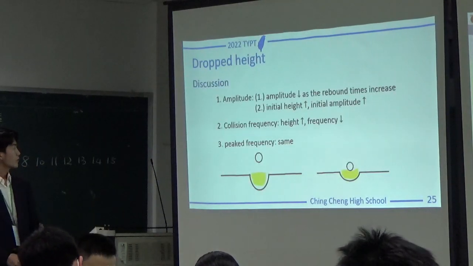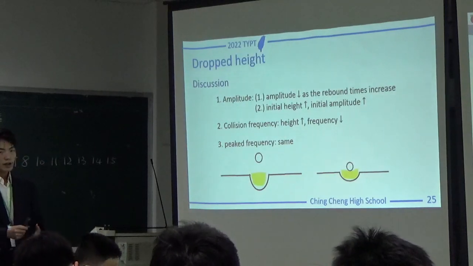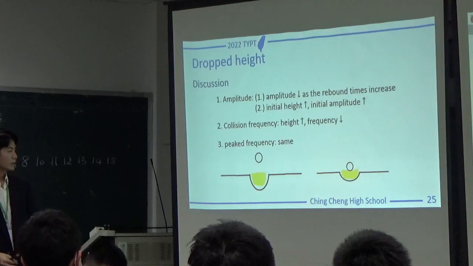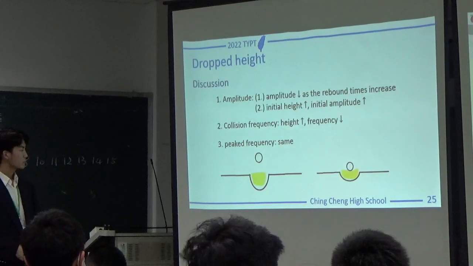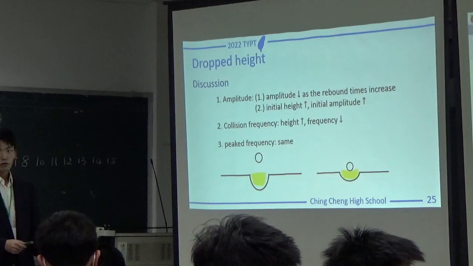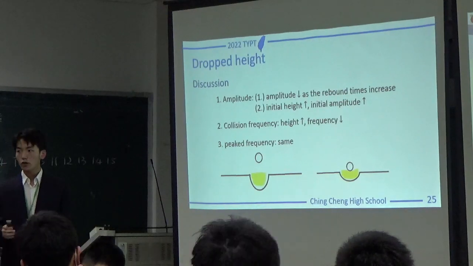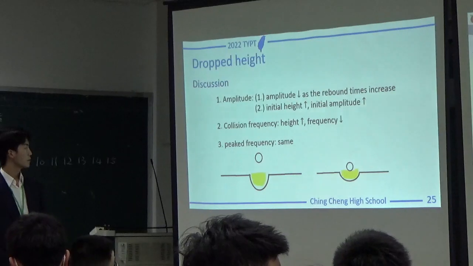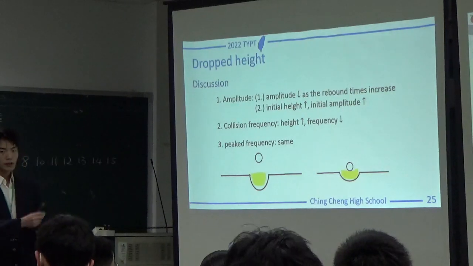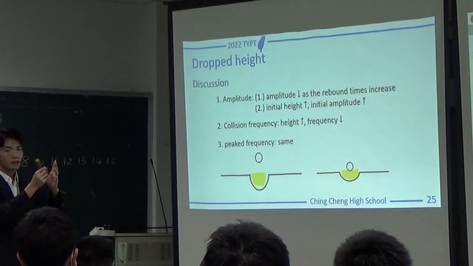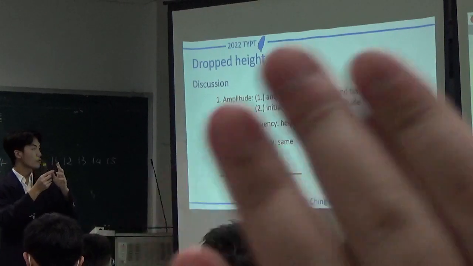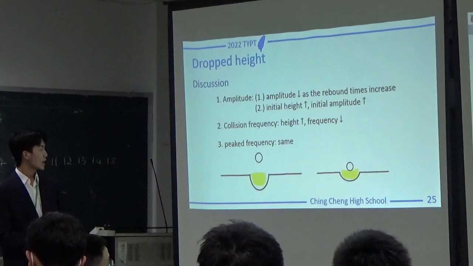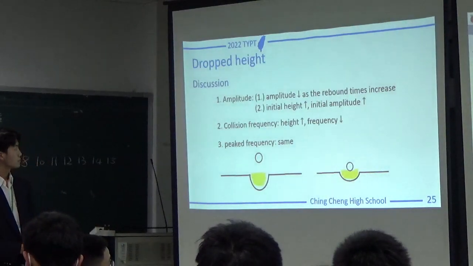So my discussion first is the amplitude. Why will the higher drop of the ball have a bigger initial sound amplitude? It's because the higher we drop the ball, the bigger the deformation of the membrane will be, and it will cause a higher pressure variation in our system, so it has a higher sound intensity. And for the collision frequency, the higher we drop the ball, the higher its initial potential energy. And we also observe in our fast Fourier transform that the peak frequency will remain the same.